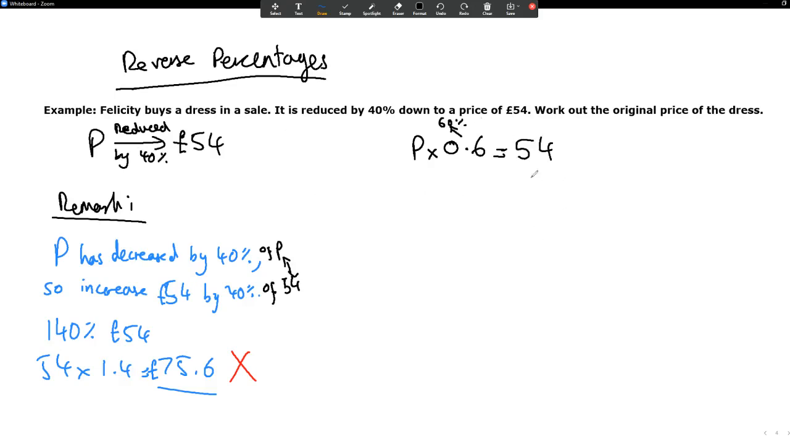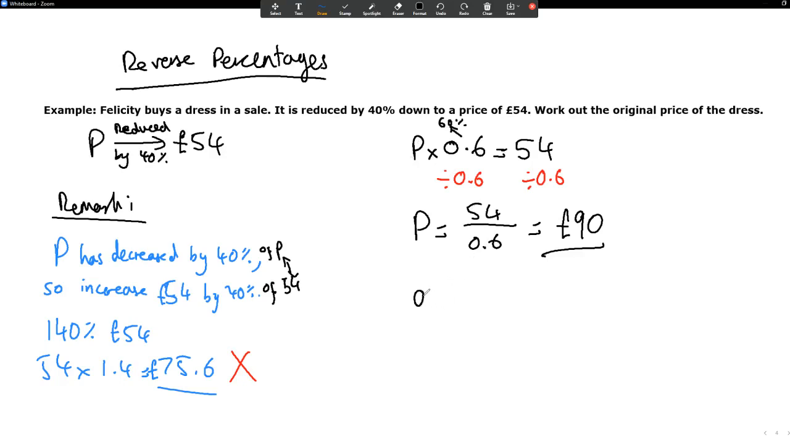Instead, what you need to do is realize that when we reduced P by 40%, we found 60% of P. So we did P times 0.6, basically. Because the value we get is 60% of P, aka it's been reduced by 40%. So that is our formula. Now all we need to do is divide by 0.6 on both sides, and we can get P back. We'll get P equals 54 over 0.6. Now if we do that, we get 90 pounds as our original price.